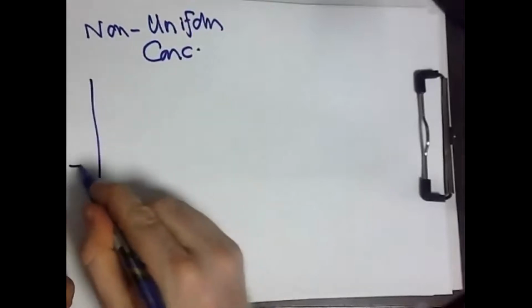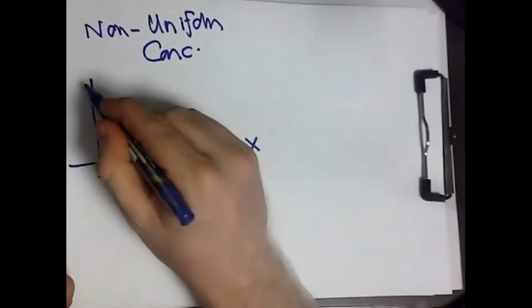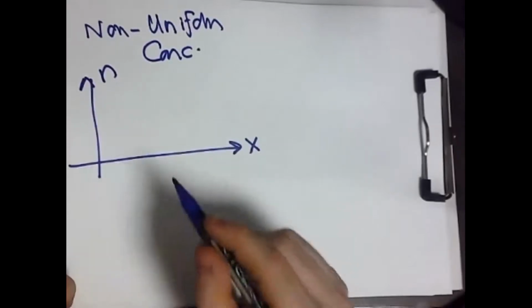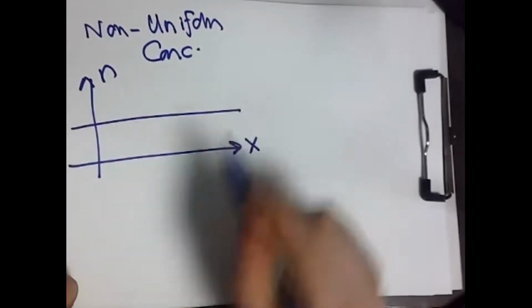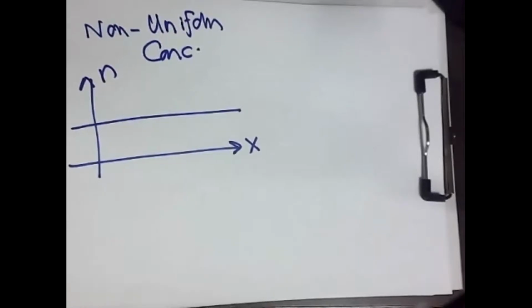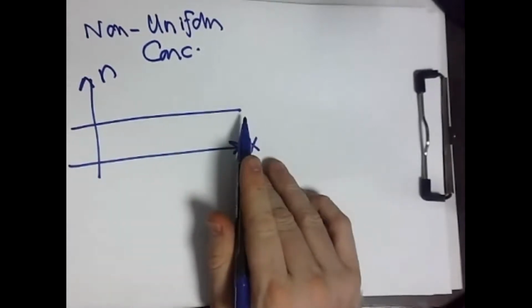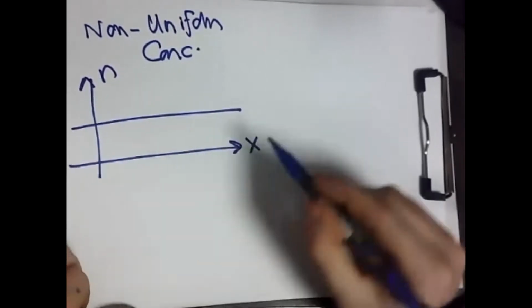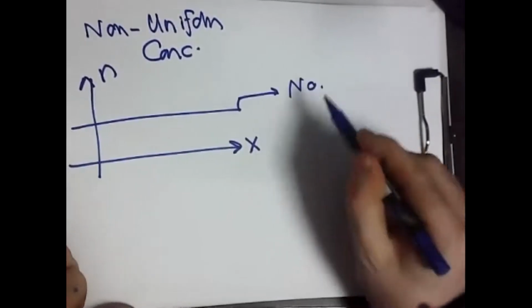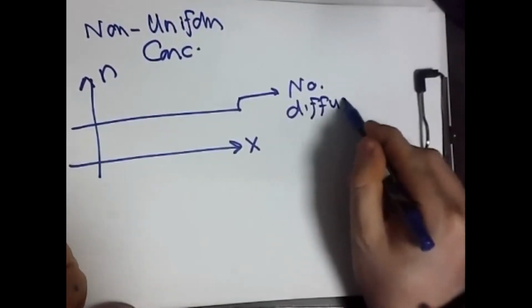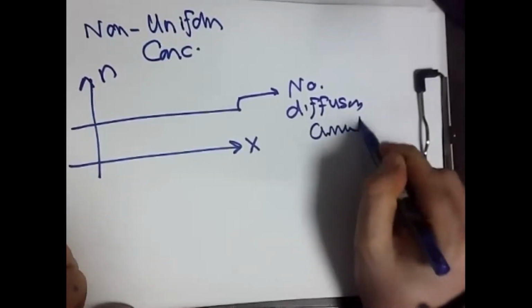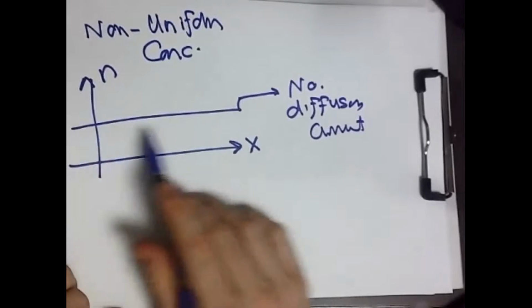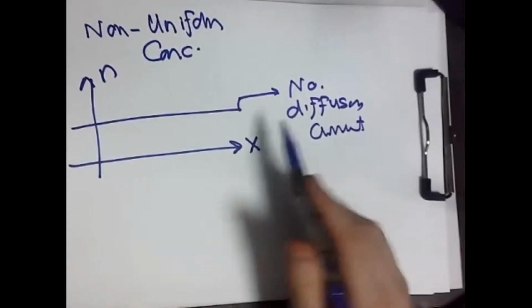So if you are going to plot x versus n, and the function looks like this, and I ask you, do you have a diffusion current in this relation? You will tell me absolutely no. There is no variation in concentration. So whenever you have this solid straight line, it indicates no diffusion current, because simply the whole material has the same concentration.